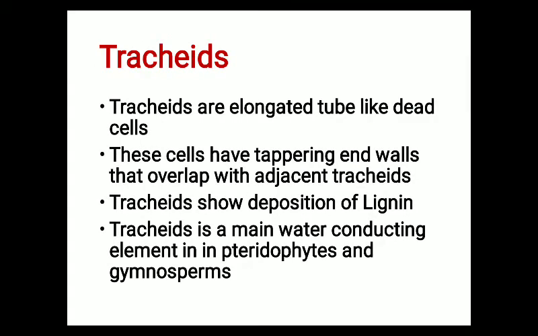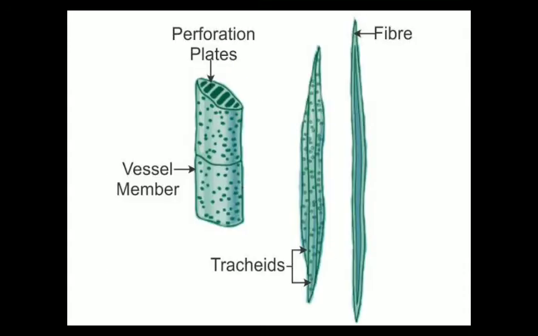So now we'll start with the tracheids. Tracheids are elongated tube-like dead cells. These cells have tapering end walls that overlap with adjacent tracheids. Tracheids show deposition of lignin. Tracheid is the main water conducting element in pteridophytes and gymnosperms. So tracheids are that long elongated tubular structure.